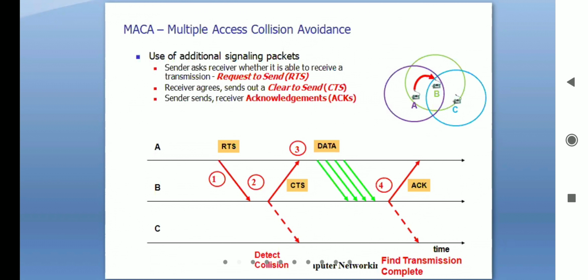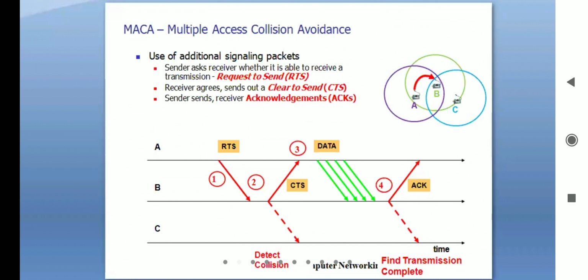What is the exact concept? You can see three nodes here: A, B, C. A and C are hidden to each other, and if both communicate at the same time, there is a collision at B. So the rule is, suppose A wants to communicate to B. The first rule is A has to issue an RTS message to B.